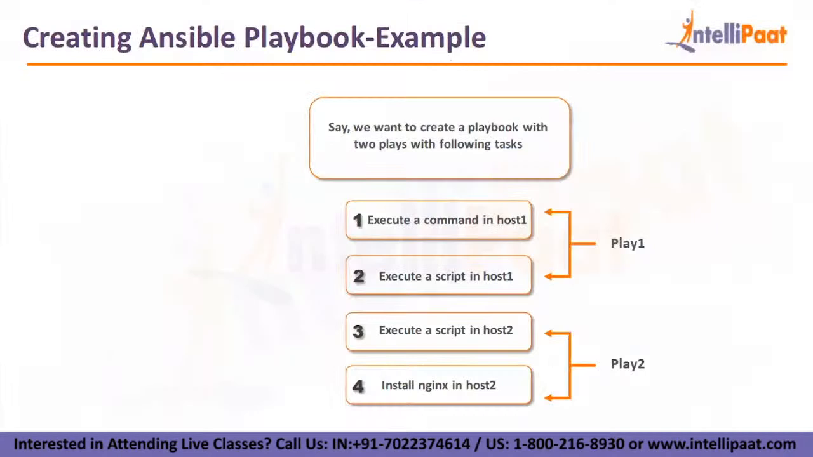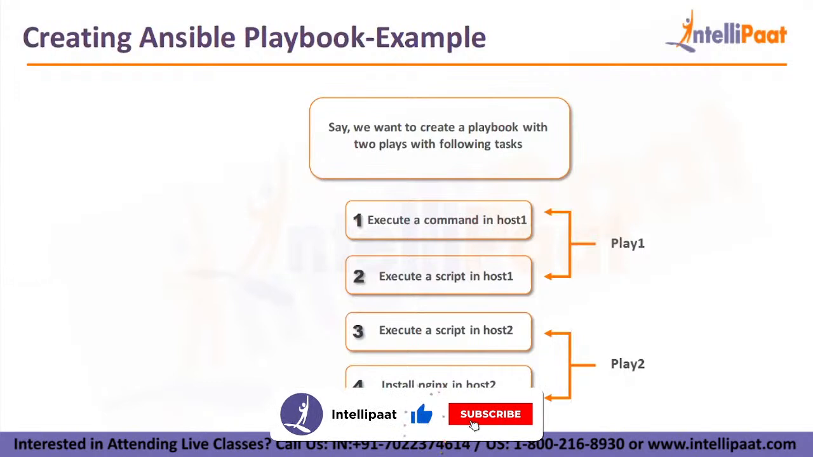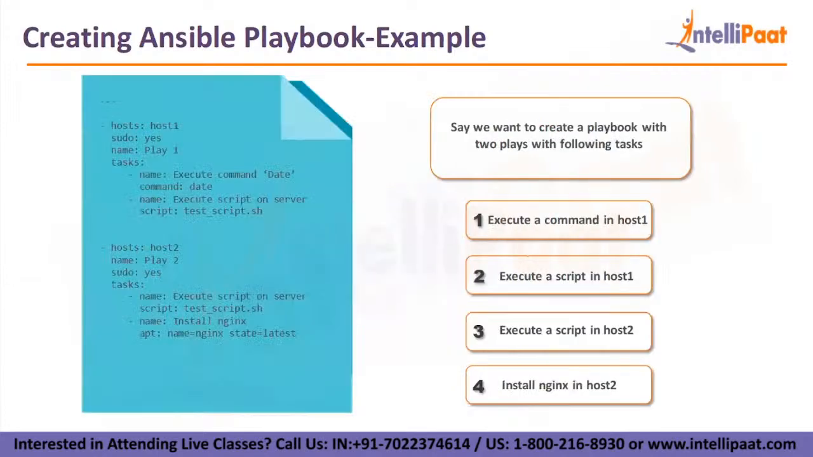So say we want to create a playbook with two plays with the following tasks. One task is I want to execute one command on host one. Then I want to execute one script on the same host. That is our first play. Now the second play is for the second host, where I am executing one script and then I am going to install Nginx. So your playbook will look something like this.